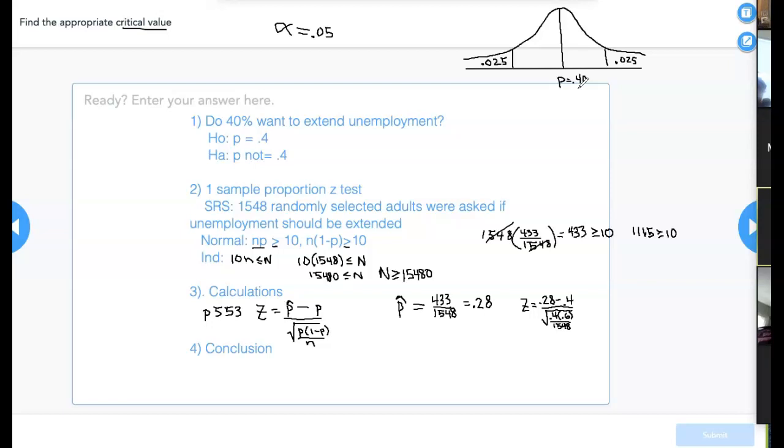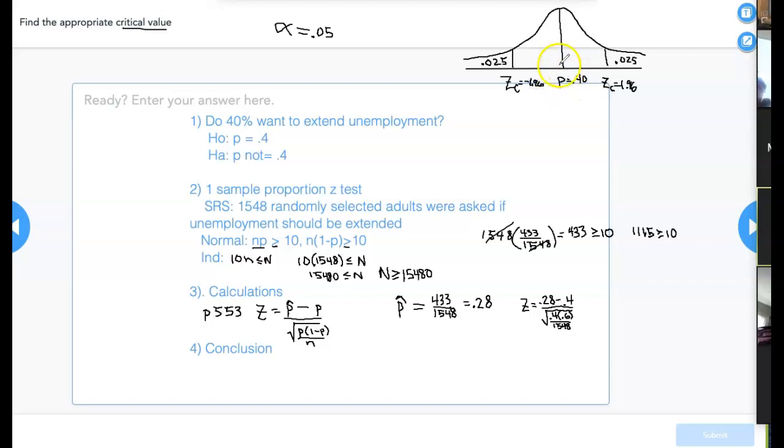Upper tail probability 0.025. Look at the bottom number, 1.96. Okay, so if I calculate this and I get a z-score above that critical value of 1.96, I'm going to reject. If I get a z-score below negative 1.96, then I'm going to reject.